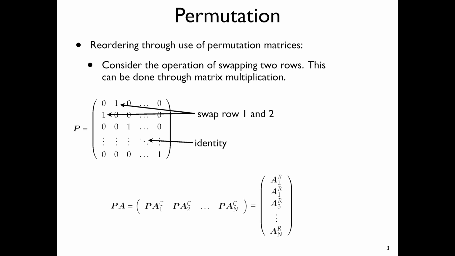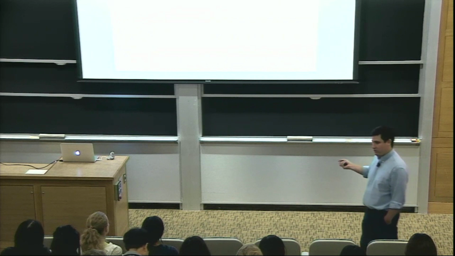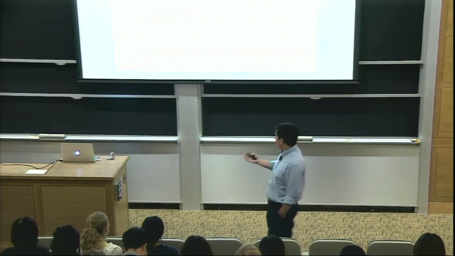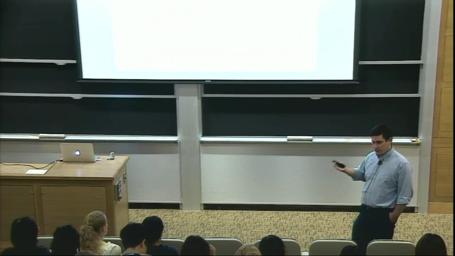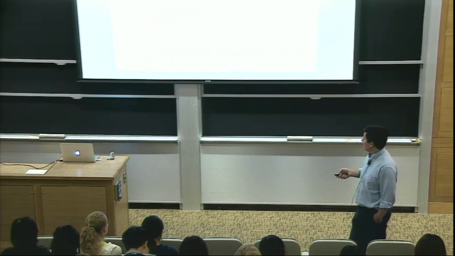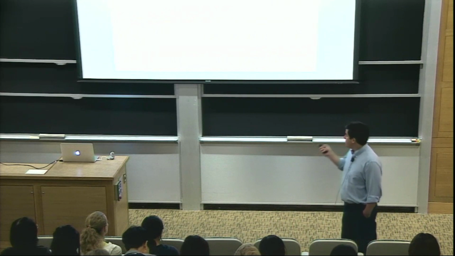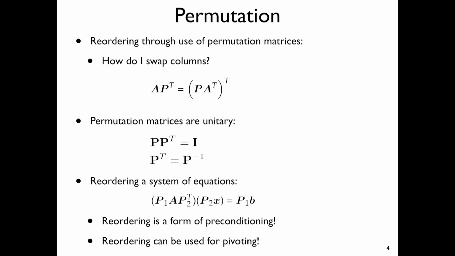So the product here will be all the rows of A, the different rows of A superscript R, with row 1 and 2 swapped with each other, right? So multiplication by this special type of matrix, a permutation matrix, does reordering of rows. If I want to swap columns, I multiply my matrix from the right by P transpose.